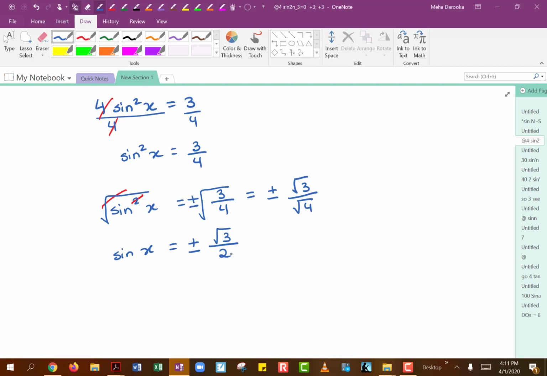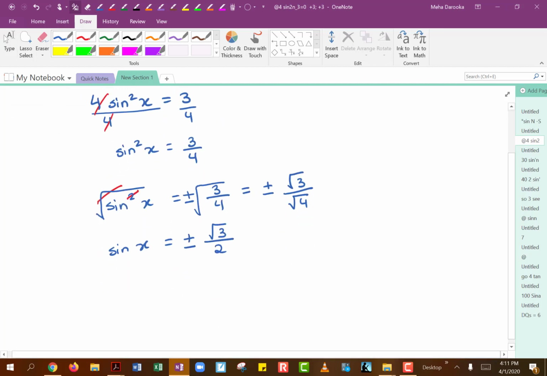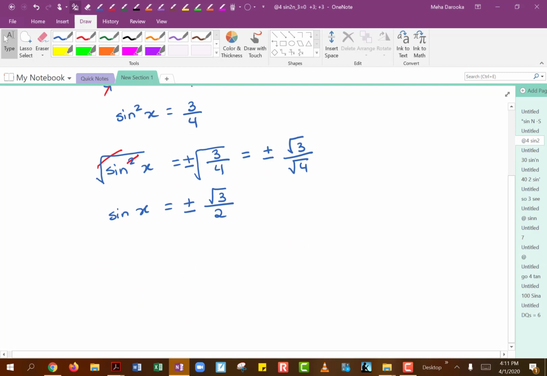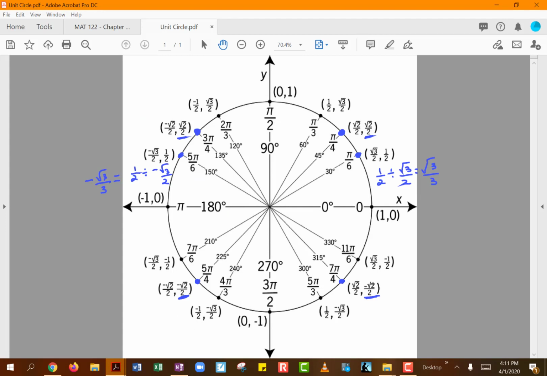So now we are looking at, okay, for what angles can we find the sine of x will be square root of 3 over 2 for both positive and negative values. Now remember, sine function has a period of 2 pi. So first, we are going to look for answers in the interval, which will go from 0 to 2 pi. Okay, so let's go back to our unit circle. So where can the sine function have values which will be square root of 3 over 2 and negative square root of 3 over 2?